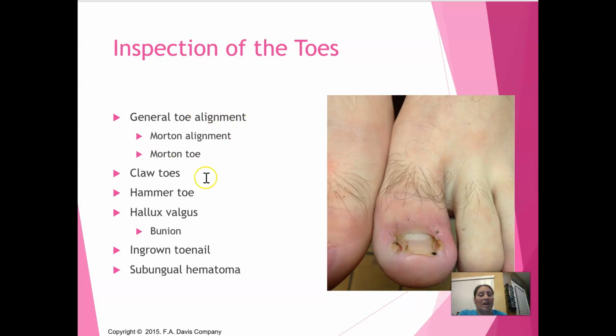We're also looking at toe alignment. So Morton's toe is, hopefully you guys remember that, when the second phalange is longer than the first, and it may not necessarily be the phalange, it may stem from the metatarsal. Then there are claw toes, hammer toes. We are going to end up getting to that shortly. I also have pictures of a sublingual hematoma, but this is a great picture of an ingrown toenail.